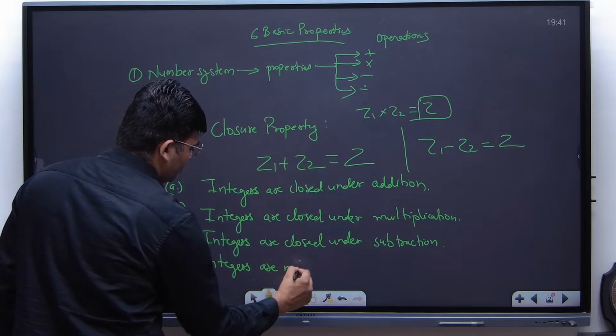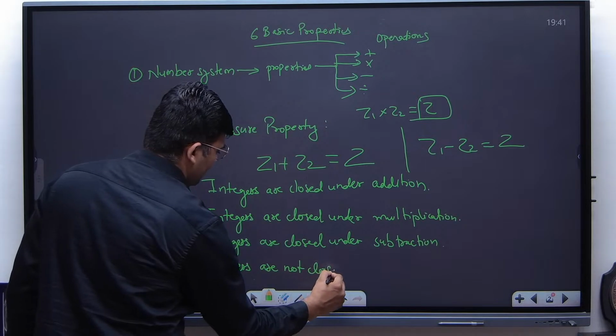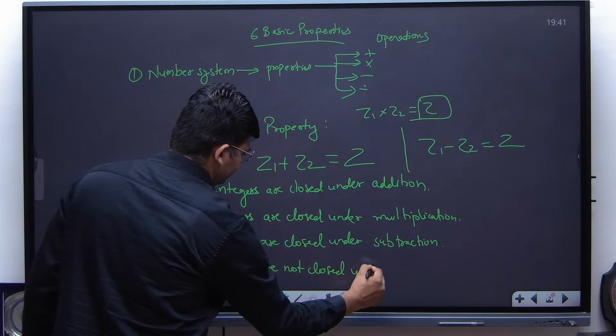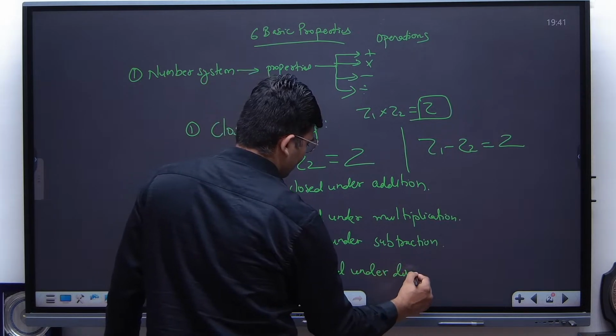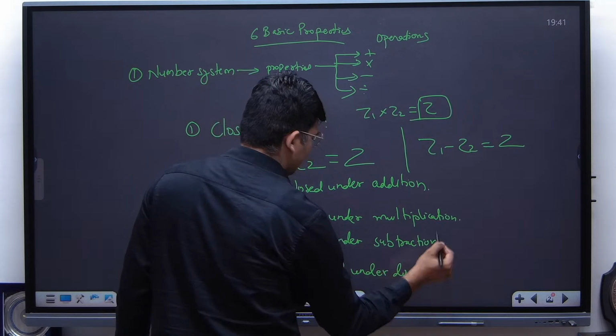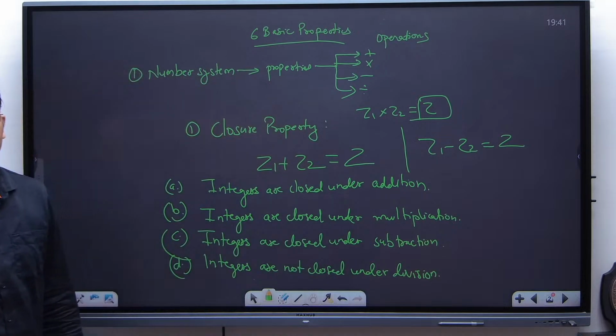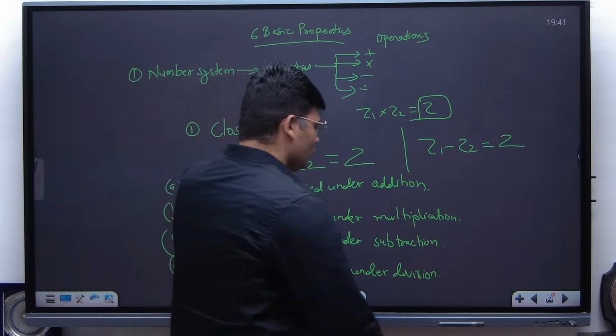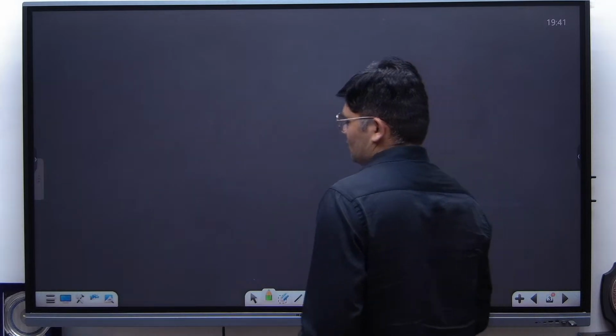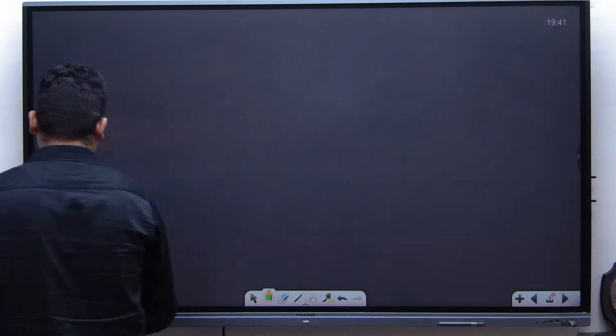Integers are not closed under division. Got it? Written as well? Yes, sir. Okay, you are so fast.